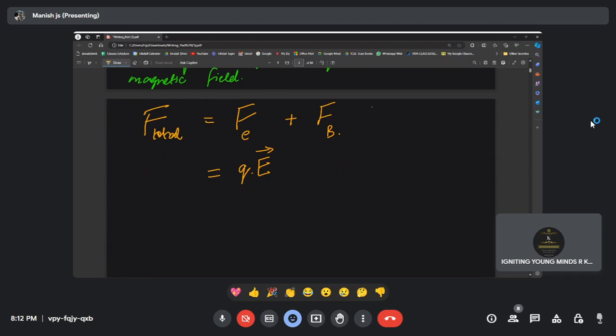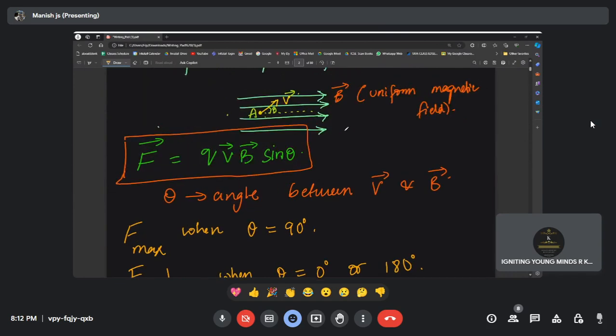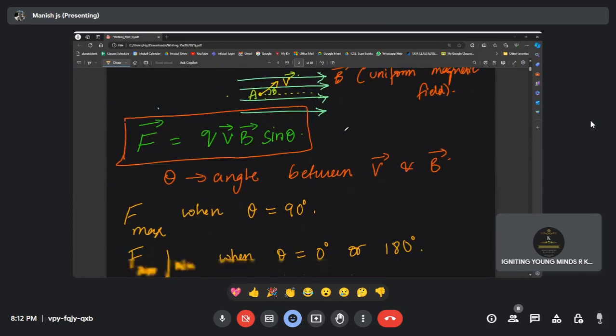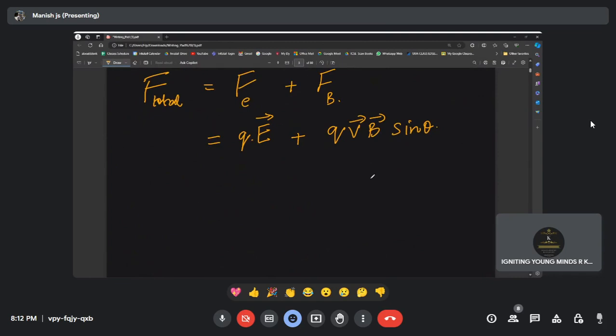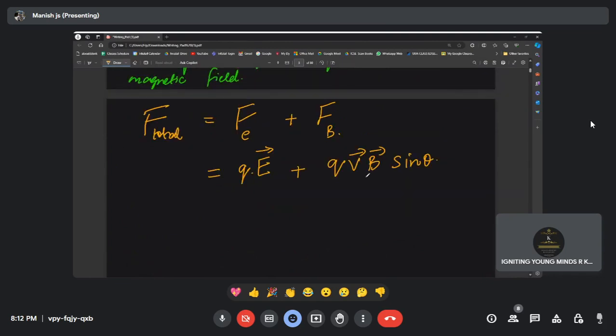Same thing only, everything here. Plus force experienced due to magnetic field. Just now we learned force experienced due to magnetic field is QVB sine theta. That also I'm writing here: QVB sine theta. So these are the two forces which add up to form your Lorentz force. So Lorentz force is basically the force on a charged particle in motion in the presence of both magnetic and electric field. How do you simplify this? We can write this as QE plus QVB sin theta.